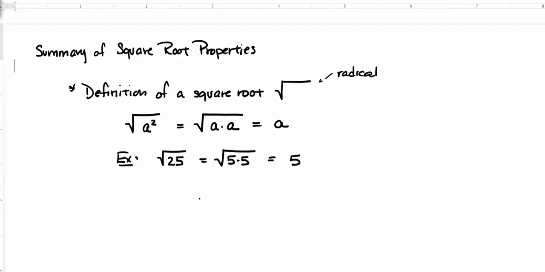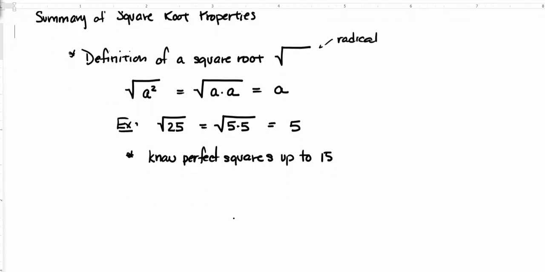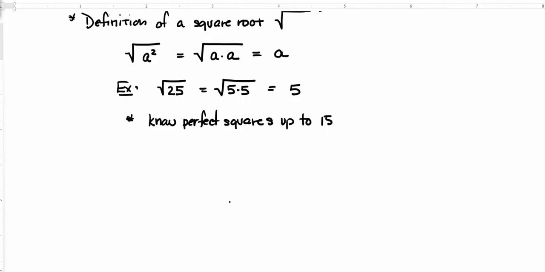simply 5. And as I said before, it's a good thing to know your perfect squares up to 15. It'll help you with factoring and being able to pull things out from under the radical quickly. Okay, so that's the basic definition.